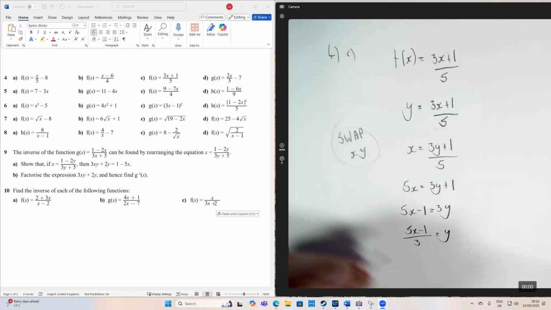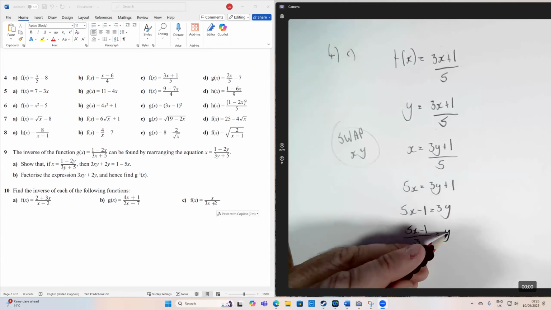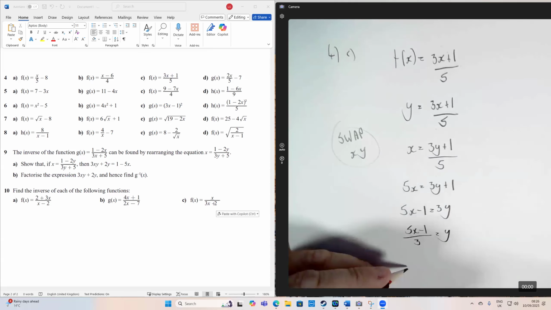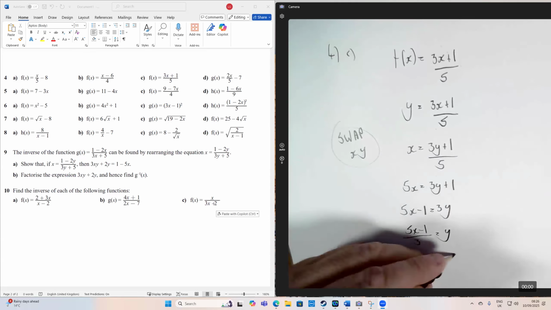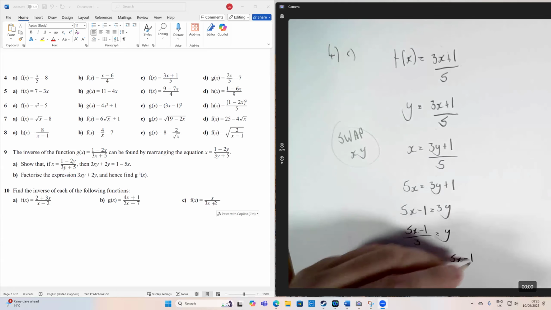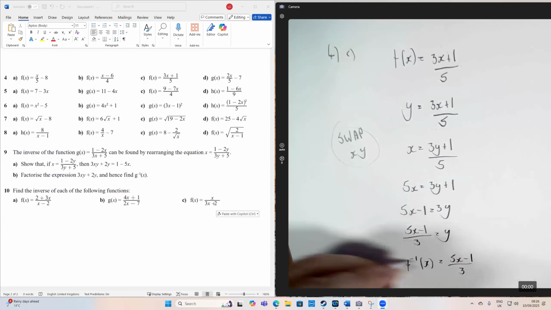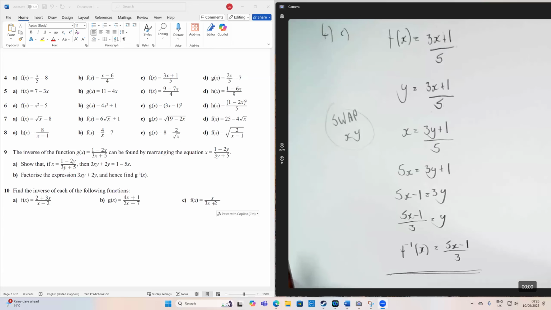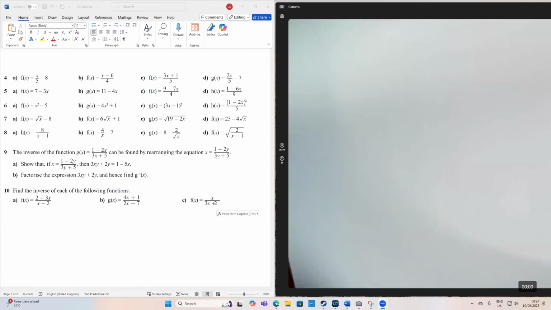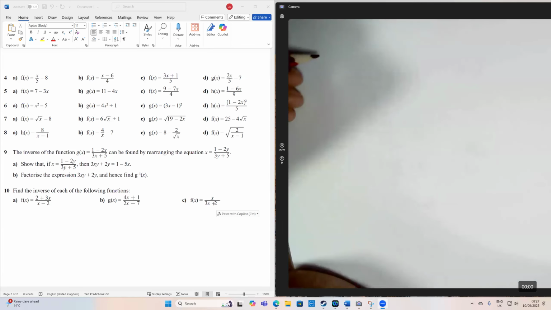Now, if I replace the y with the inverse function notation, f to the minus 1 of x, the inverse, is 5x minus 1 all over 3. And that is our inverse function. Okay, really nice, really straightforward. We'll do one more of those straightforward ones, and then we'll do one that's just a little bit trickier. So let's do one more straightforward one. Let's do question 8d.